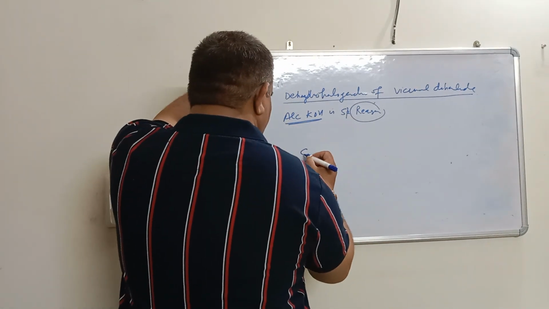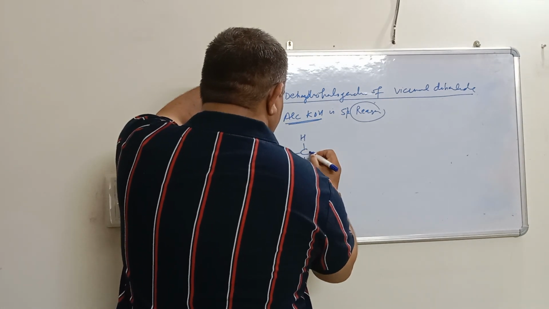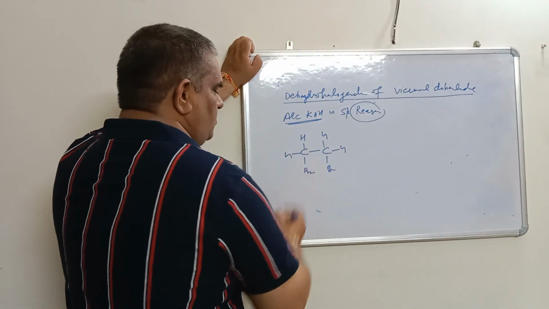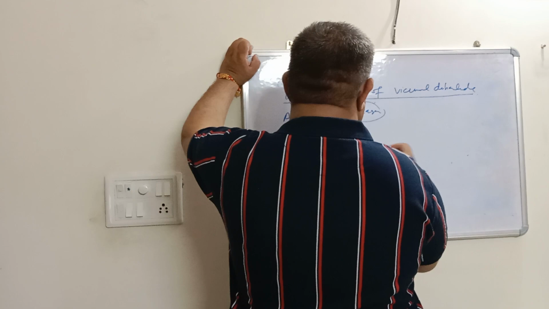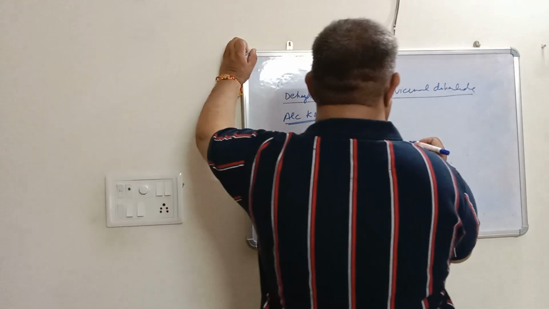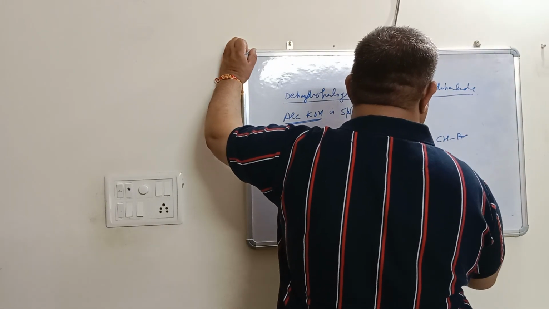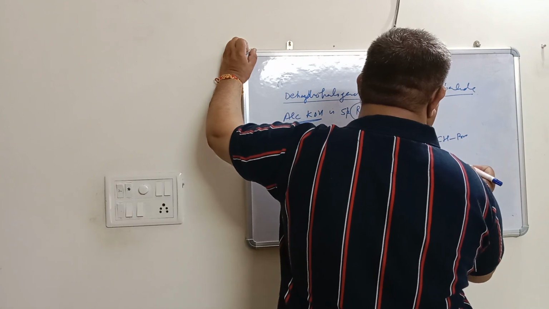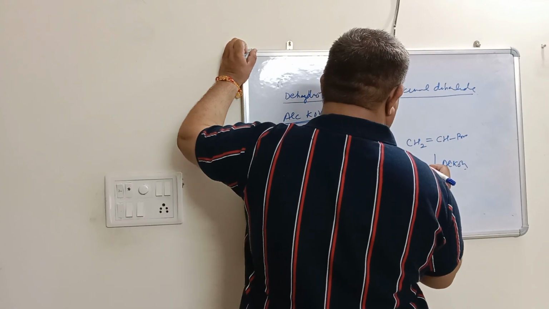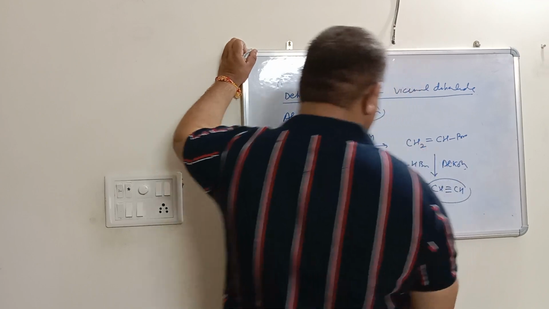This is vicinal dihalide. This is 1,2-dibromoethane, and it reacts with KOH and releases CH2=CHBr, and further reacts with alcoholic KOH, removing HBr, minus HBr, and from this acetylene gas is formed.